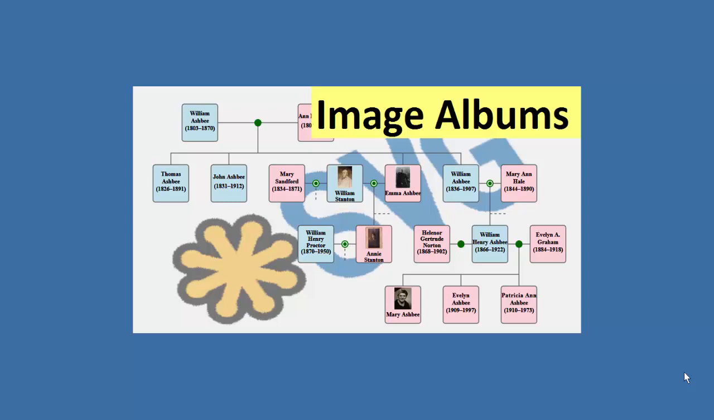This video is about a new feature appearing in version 6.1 called image albums. Images were available before, and there was an instructional video explaining how to put thumbnail images in the family tree person boxes, and even to include arbitrary images in the biographical notes.